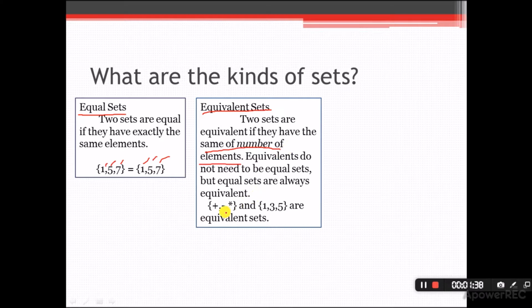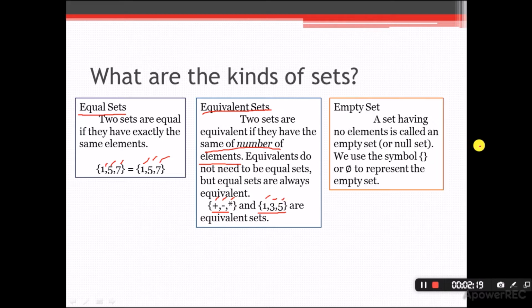Example, we have a set of operation signs, the signs of addition, subtraction, and multiplication, and another set with the elements 1, 3, and 5. These sets are equivalent sets. Now, why are they equivalent? Equivalent in the sense that they have the same number of elements. It's 1, 2, 3, and the other one is 1, 2, 3.